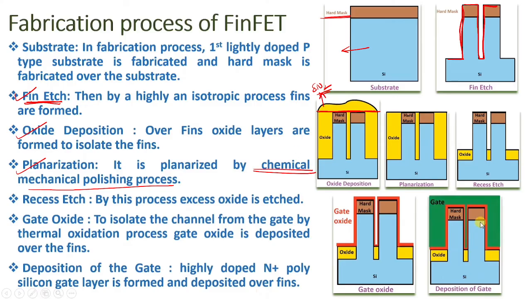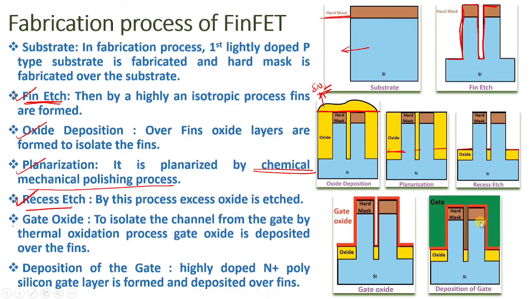Okay, and then process etching. Process etching means this part is there, this part you need to remove. This is nothing but process etching. This part I don't want, this one I need to etch. Okay, after etching I will get this, the hard mask along with the oxide. That is nothing but recess etch. By this process, we can etch the oxide.